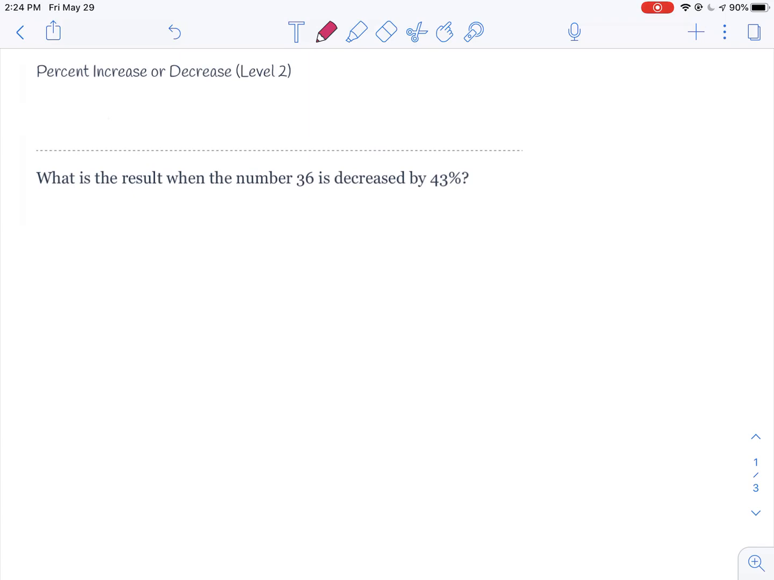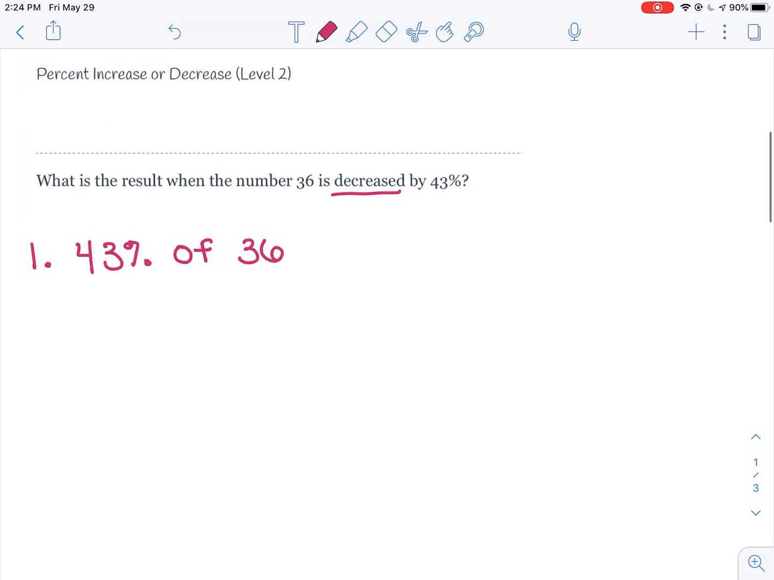Okay, level 2. What is the result when the number 36 is decreased by 43%? So again, we're still going to find 43% of 36. And to do that, we're going to do 36 times 43%, which is 43 out of 100. Or you could do 36 times 0.43, because that's the same thing. So 36 times 0.43 is 15.48.